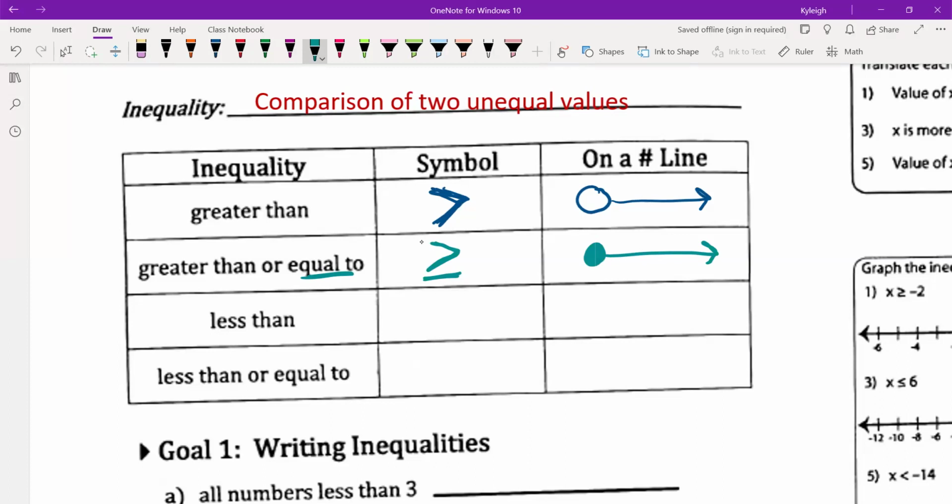Less than, does not exceed, smaller, those kind of words, goes the opposite direction, right? It's just the opposite of greater than. So it's going to be facing this way. Because it's not equal to, it's an open circle. But now instead of going to the right, it's an open circle going towards the left.